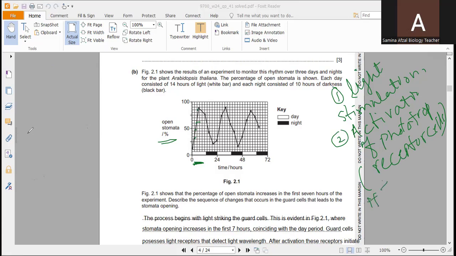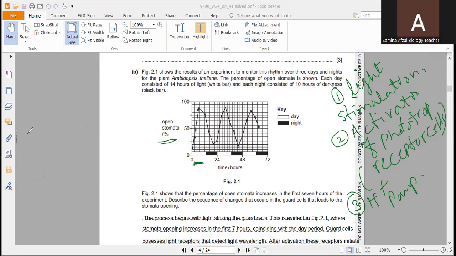The first step will be the pump, which actively transports protons out of the guard cells. We are only writing the sequence. I have written this answer, but I'm only giving the headlines of that answer, that is, this actively transports protons out of the guard cells.